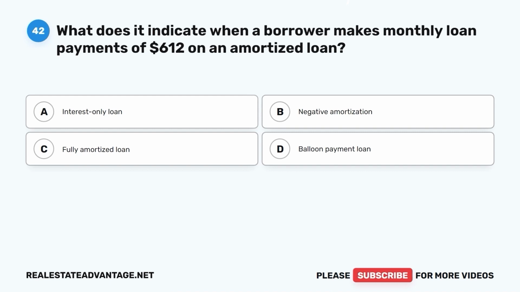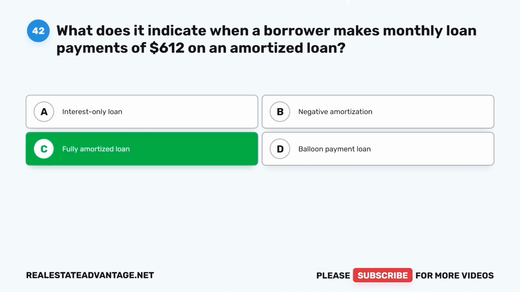Question 42. What does it indicate when a borrower makes monthly loan payments of $612 on an amortized loan? A. Interest-only loan. B. Negative amortization. C. Fully amortized loan. D. Balloon payment loan. The correct answer is C.